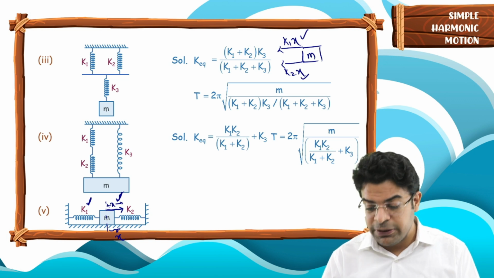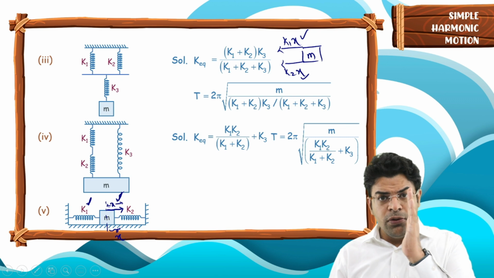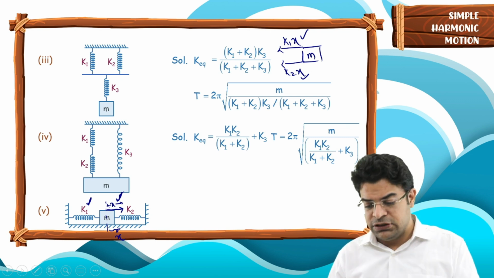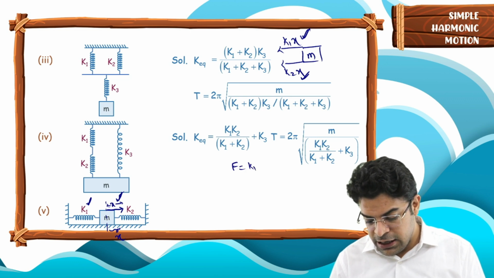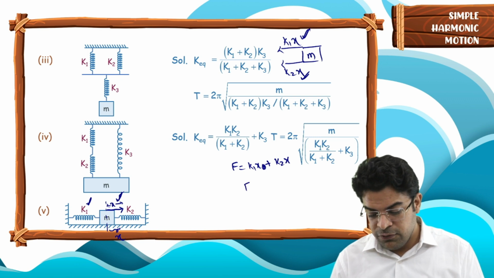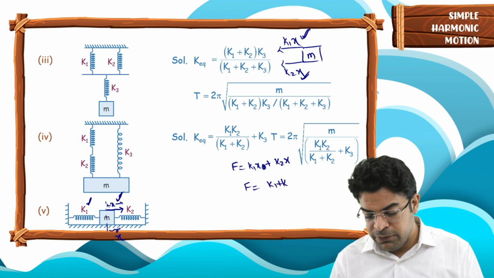Due to the second spring, there is a force K2x. So when you move the block by a distance x towards right, due to both the springs, the combined force comes out to be K1x plus K2x. And from here you can write the force equals to K1 plus K2 into x.